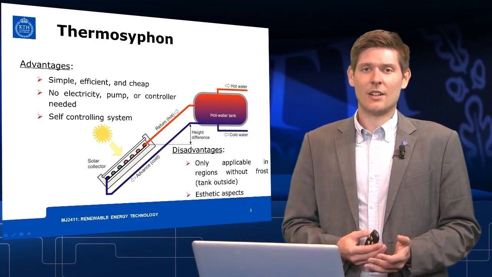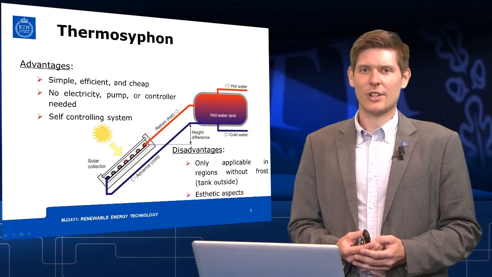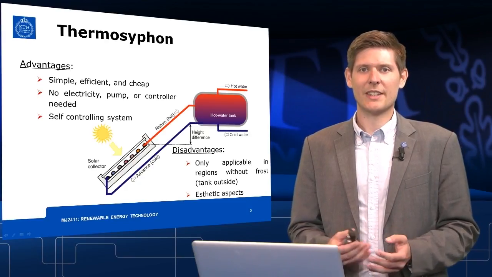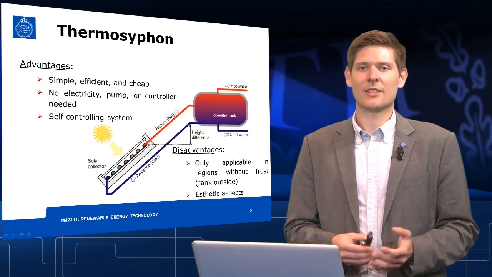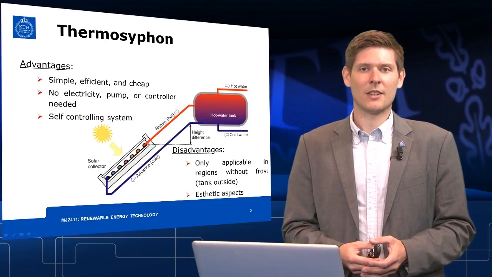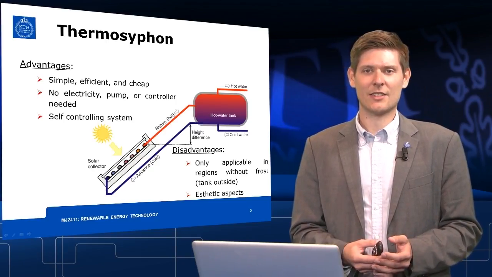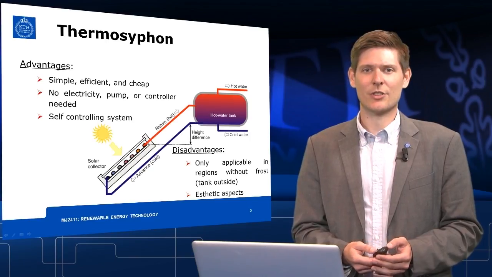The disadvantages are only that you cannot place it in regions with frost. The hot water tank needs to be placed above the collector, so outside of the house. Additionally, some people say it's not very aesthetic to have these kind of systems on top of the houses.